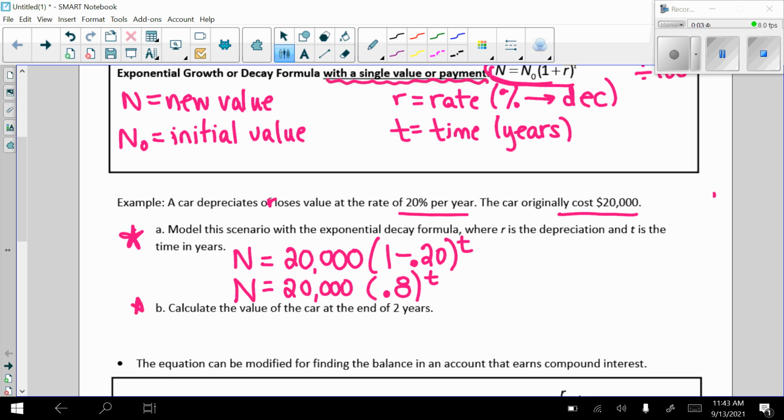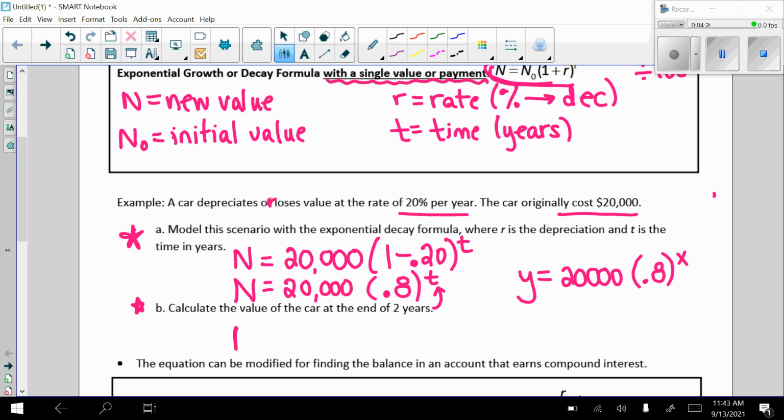So if you look at letter B, it says to calculate the value of the car at the end of 2 years. Now, my suggestion to you is not that you just drop a 2 in there. My suggestion is that in your calculator, you put y equals 20,000 times 0.8 to the x, and then pull up your table, because that will show you the value of the car after 1 year, 2 years, 3 years, 4 years, and so on. And sometimes we'll ask questions like, how many years will it take for it to depreciate to less than $5,000, and you would have all of your values right there.